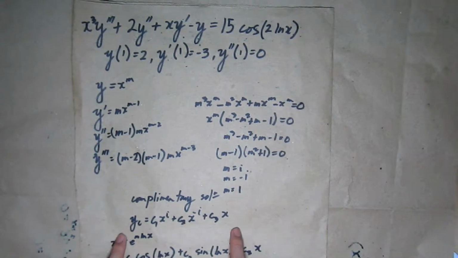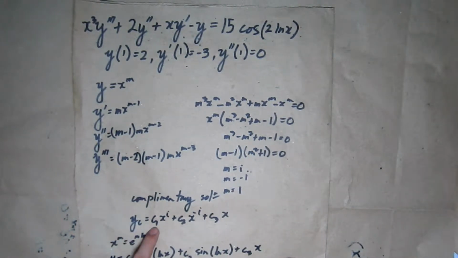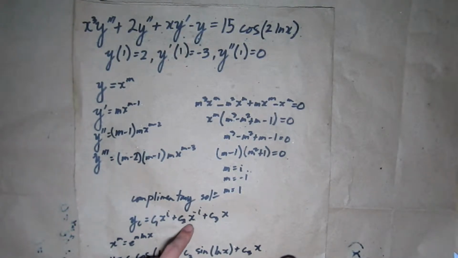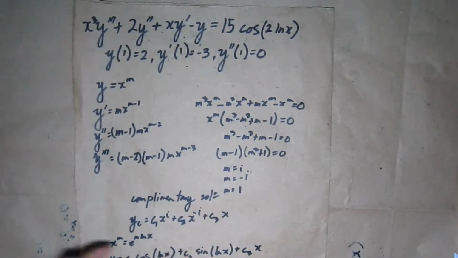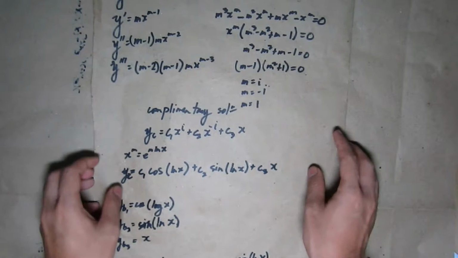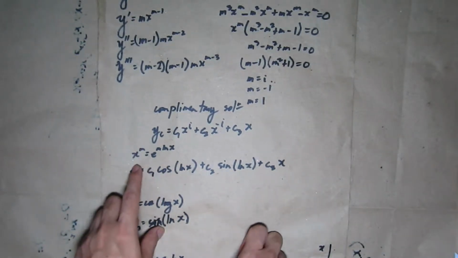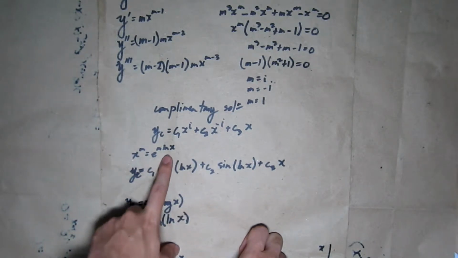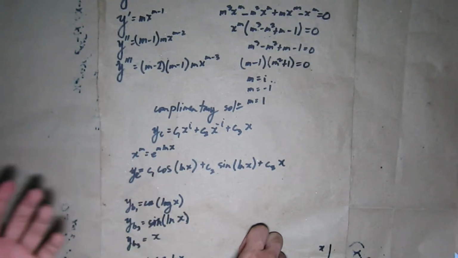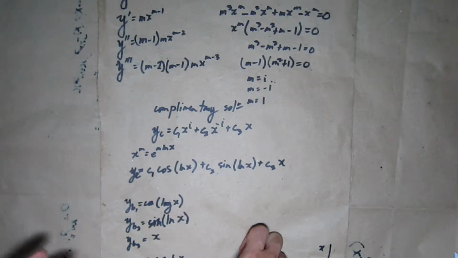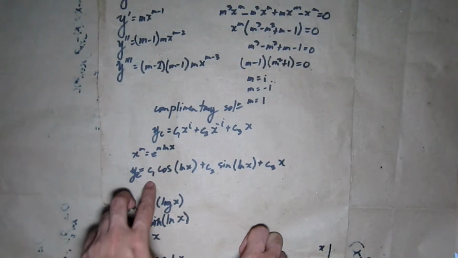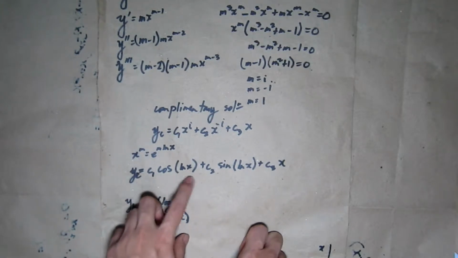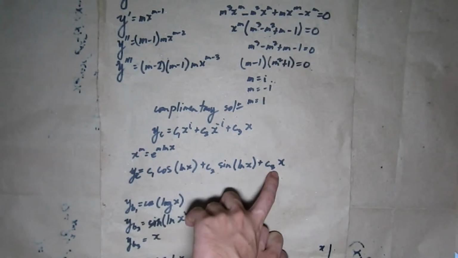So we have this complementary solution here, where y sub c is equal to c sub 1 x raised to the power of i plus c sub 2 x raised to the power of negative i plus c sub 3 times x. So we replace x raised to the power of m with e raised to the power of m ln x. And using the identity in Euler-Cauchy's equation, we have y sub c is equal to c sub 1 cosine of ln x plus c sub 2 sine of ln x plus c sub 3 x.